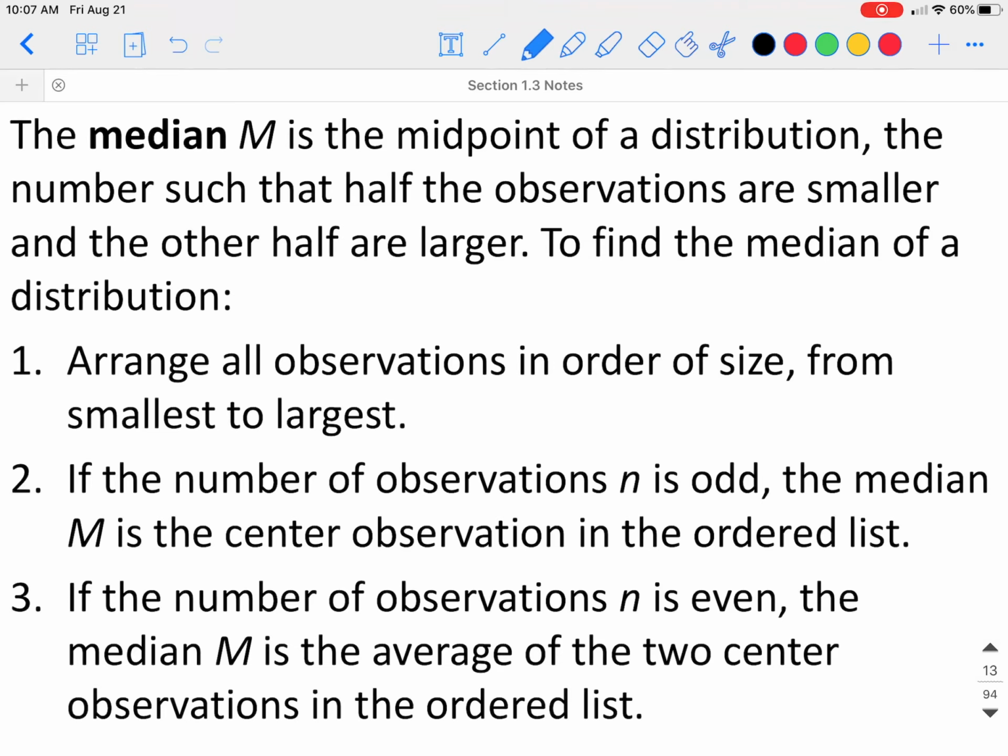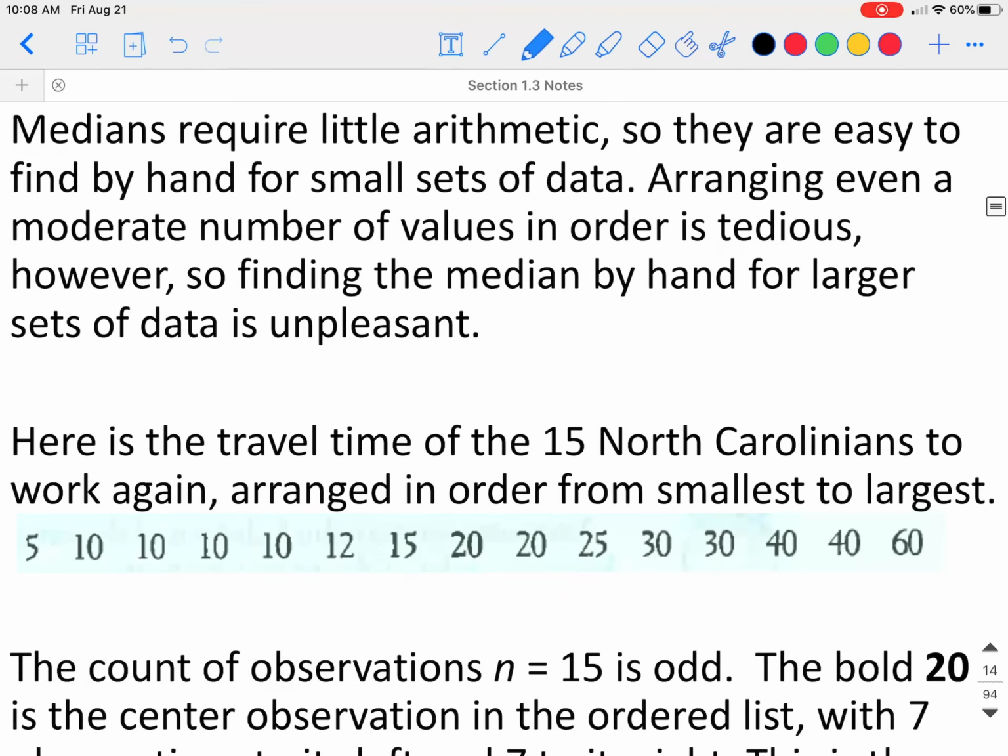The next thing we're going to look at is the median. We're going to represent the median by a capital M. This is the midpoint of a distribution, the number such that half of the observations are smaller and half are larger. To find the median, you're first going to arrange all the observations in order by size from smallest to largest. If the number of observations n is odd, the median is just the center number in the list. And if you have an even number of observations, that median is going to fall between two different numbers, so you will have to find the average of those two values.